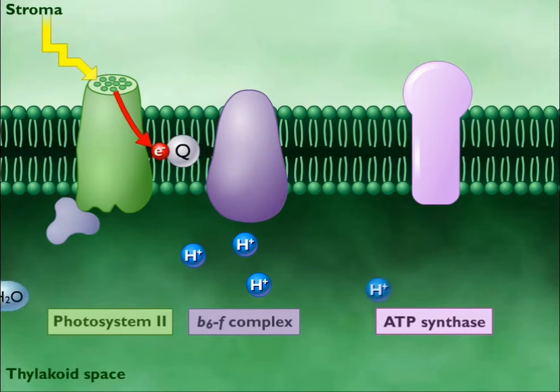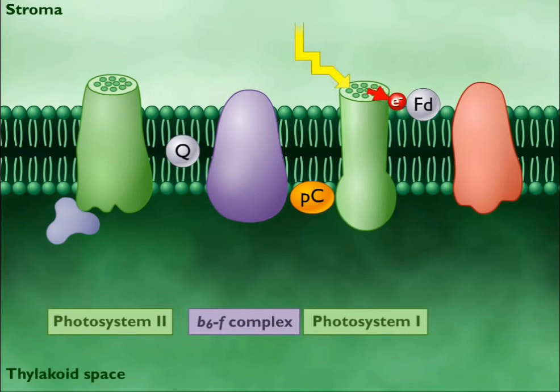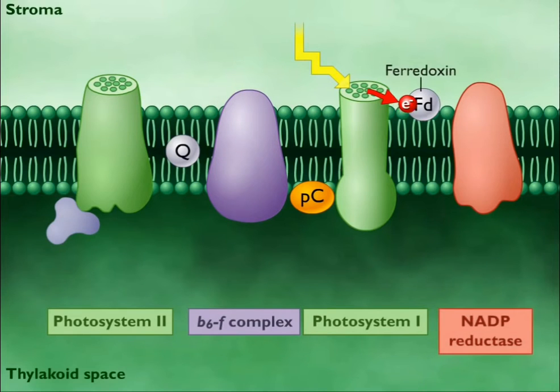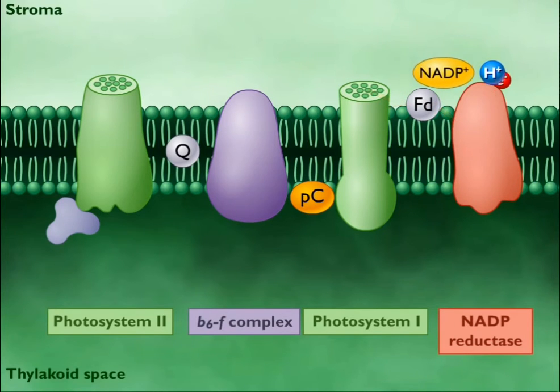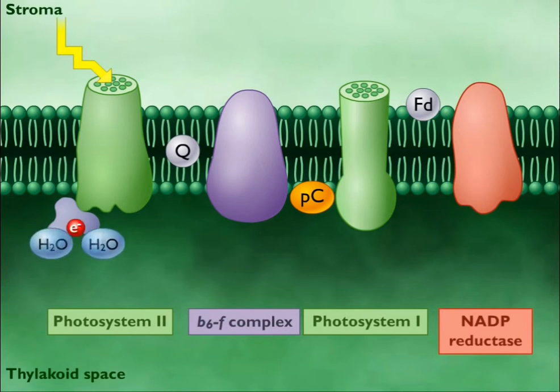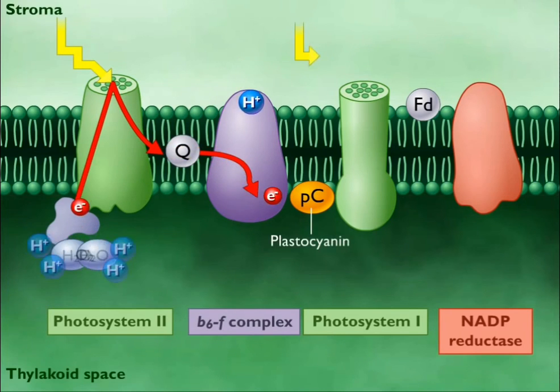When photosystem 1 absorbs a photon of light, its reaction center passes high-energy electrons to ferredoxin. The enzyme NADP reductase then transfers the electrons to NADP to form NADPH. Electrons lost from photosystem 1 are replaced by electrons generated from photosystem 2. A small protein called plastocyanin, PC, then carries the electrons from the B6F complex to photosystem 1.